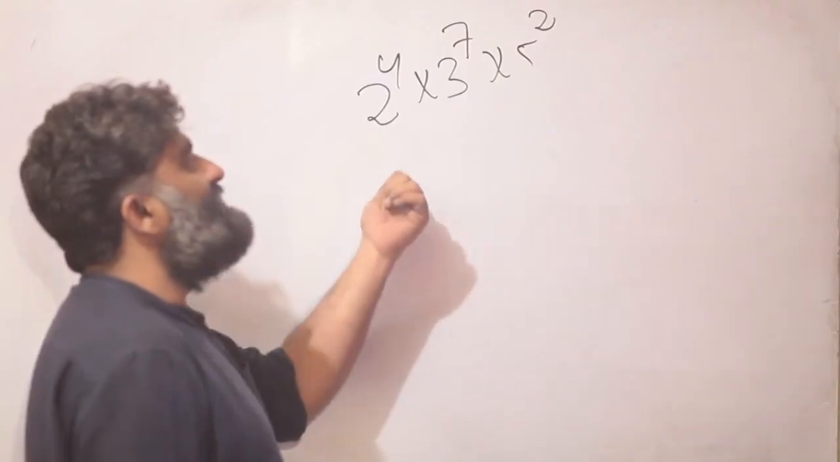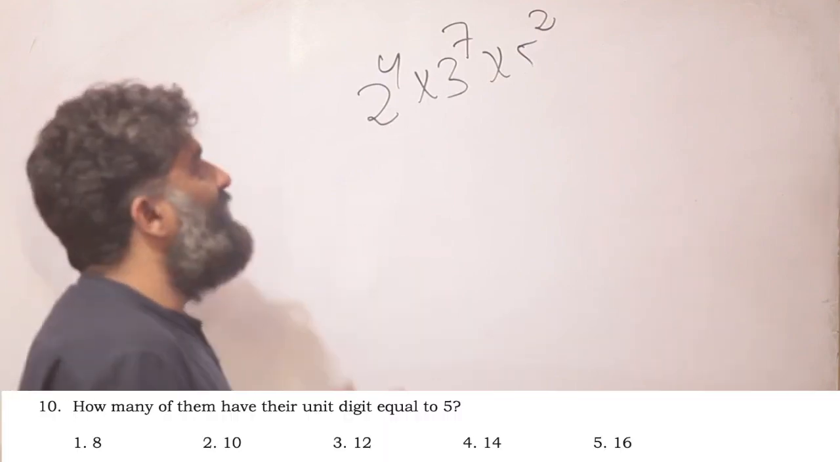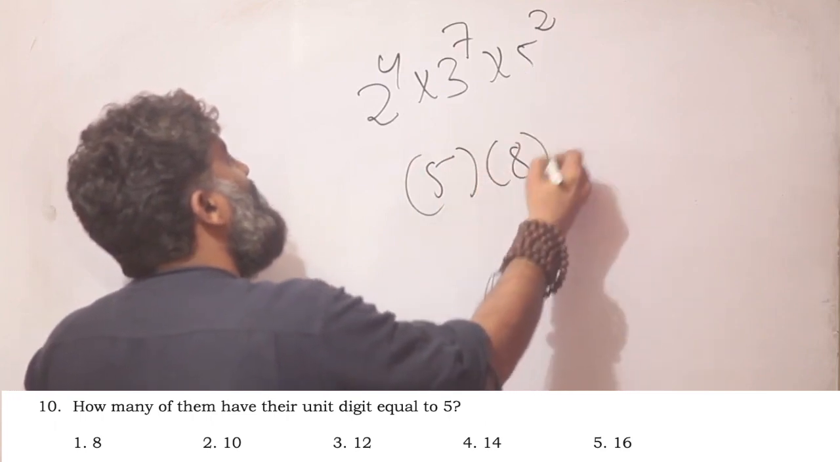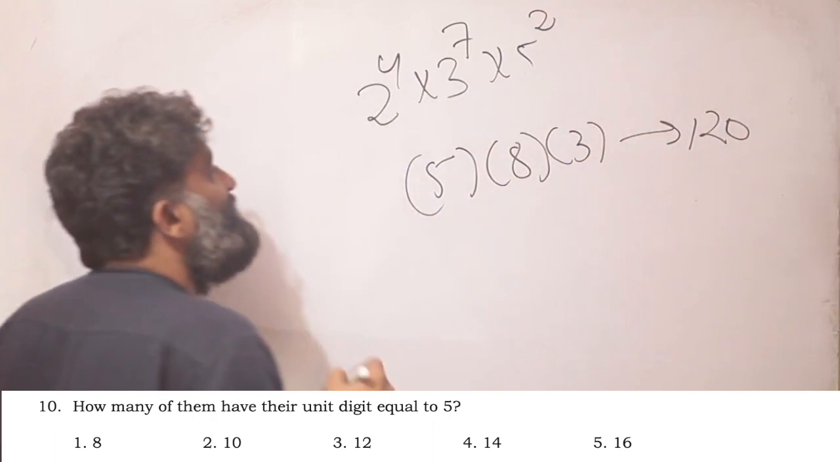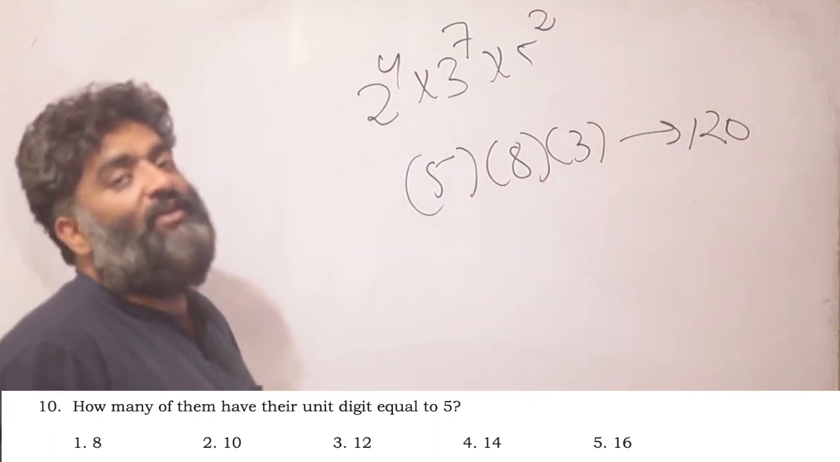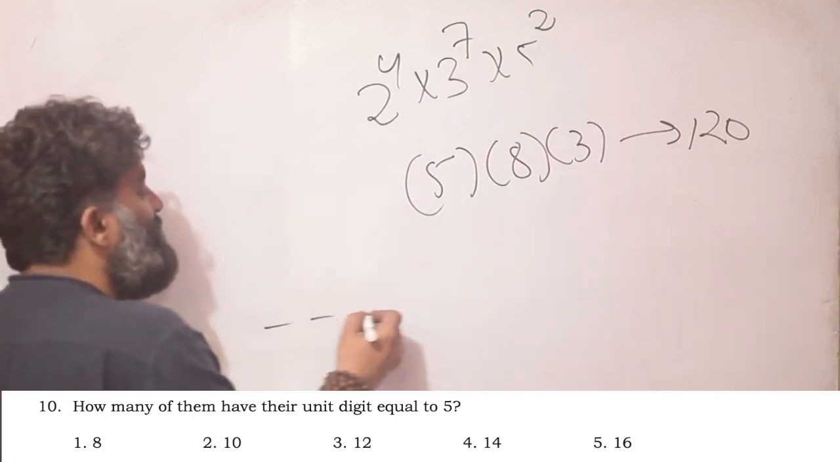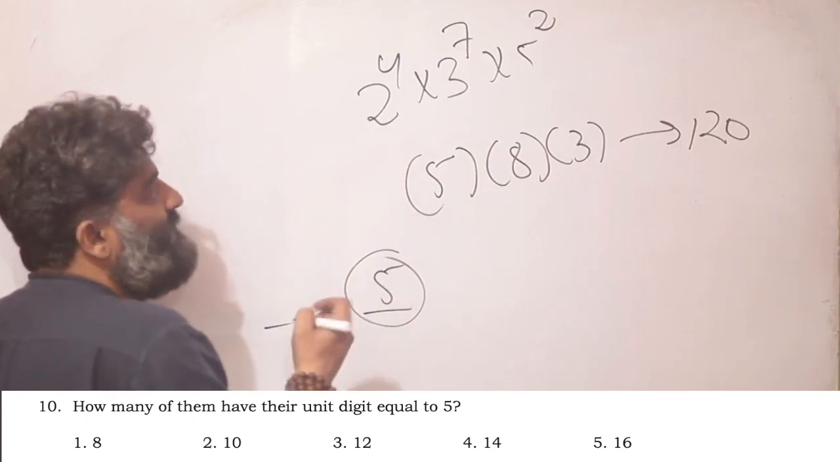So sticking with the same number, and by now hopefully we are very comfortable with the idea. The total number of factors are going to be 5 into 8 into 3, that is 120. And this time my question is, how many of those 120 factors will have 5 as the unit digit? That means whatever the number is, the last digit of that factor should be 5.